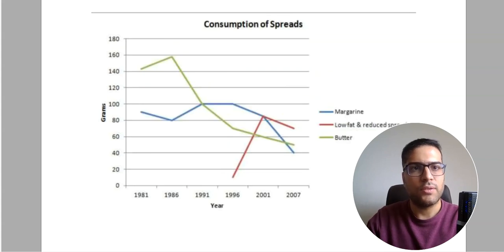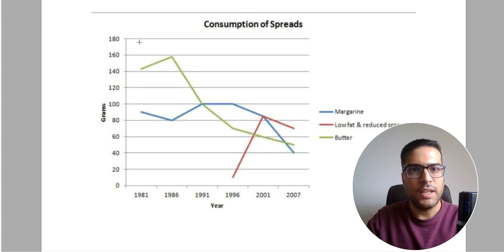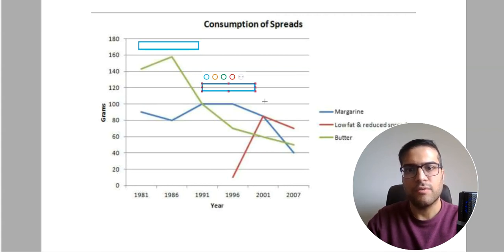And another thing we can write about is that at the beginning of the period, butter was the spread which was consumed more, then it was replaced by margarine, and finally we had low fat and reduced spread.